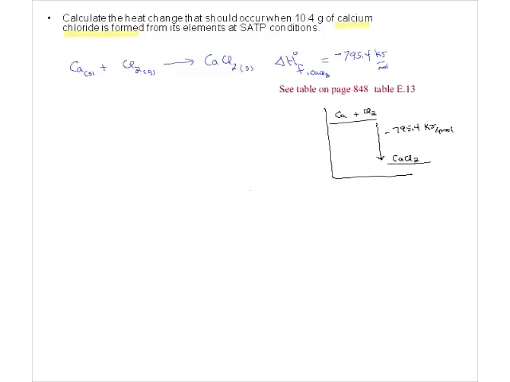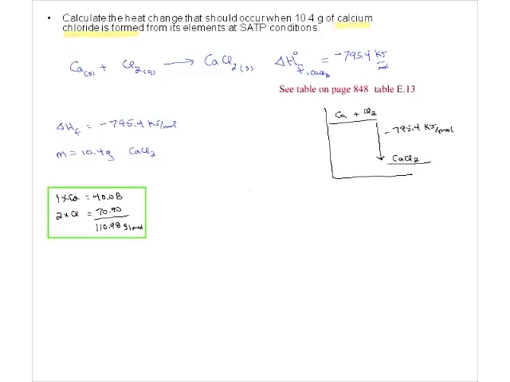So again, we write down what we're given. We know the delta H of formation here. We found that from the table. We know the mass of calcium chloride, it's 10.4 grams. And we know now that we're going to have to calculate the number of moles of calcium chloride. So the molar mass of calcium chloride is 1 calcium, 2 chlorines, and it works out to be 110.98. And I'm simply going to draw a little box around that to get it out of the way. And now we can proceed to do our calculation.